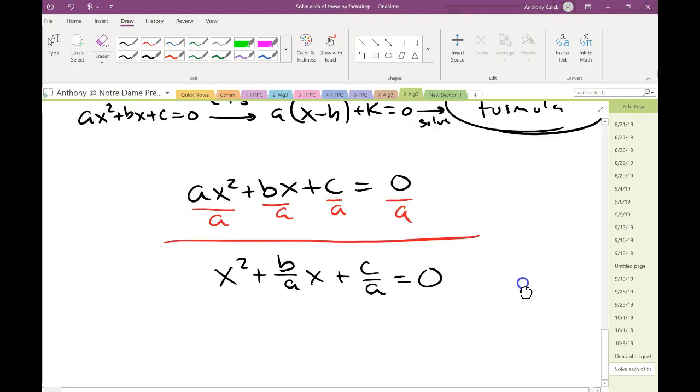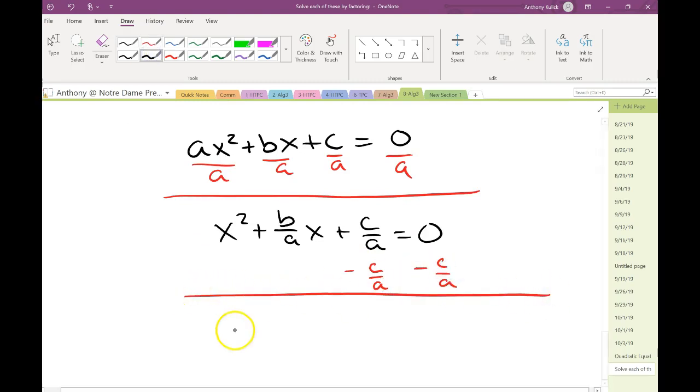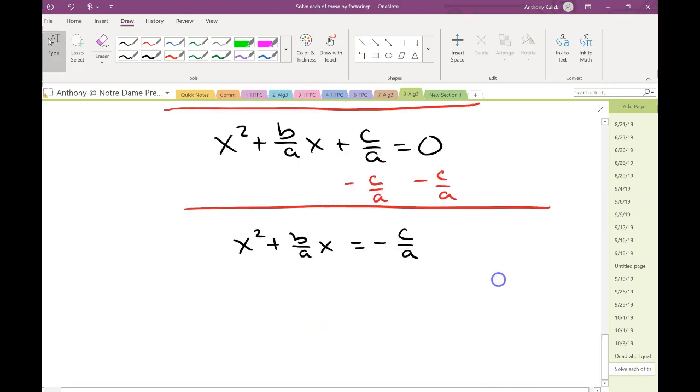The next thing that I'm going to want to do is move the constant term to the other side. So I'll just subtract c over a from both sides. And now I'm going to use the completing the square process. So I'm going to take this middle coefficient, divide it by 2, square it, and then add it to both sides.